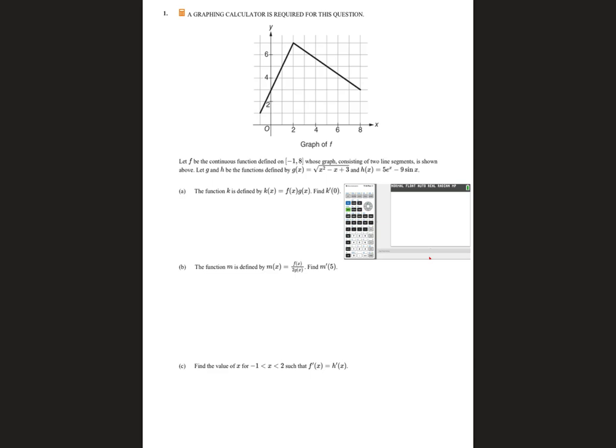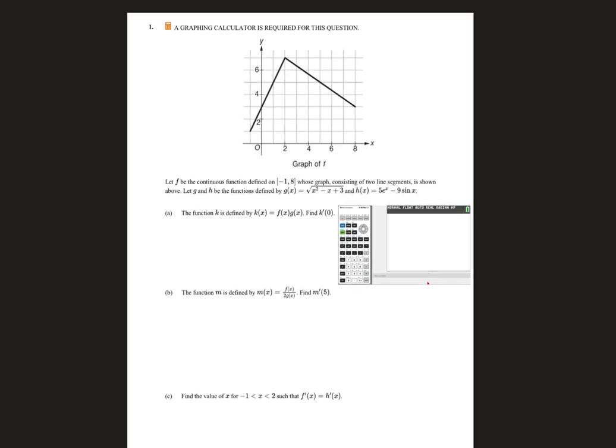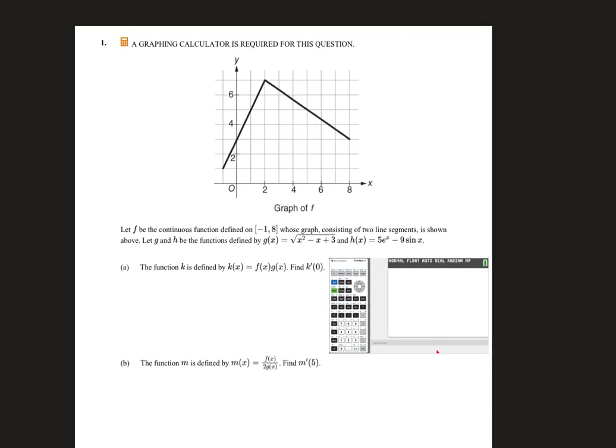Okay, so for this FRQ, for each part, we'll do a little bit by hand and then go as far as we can by hand, and then ultimately go to the calculator to get the final answer. So, okay, so first they give us some graph of f.